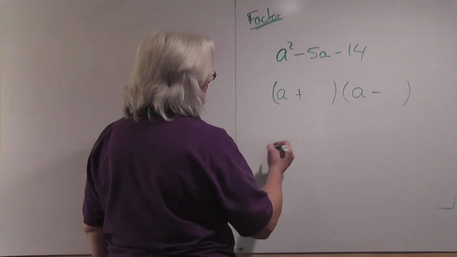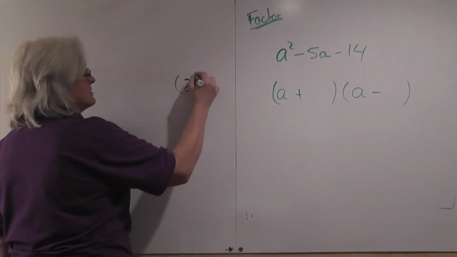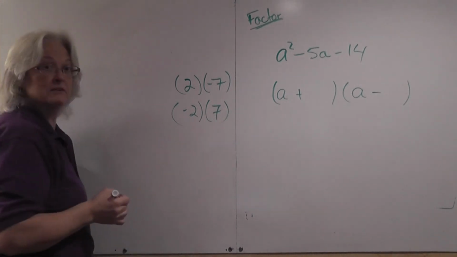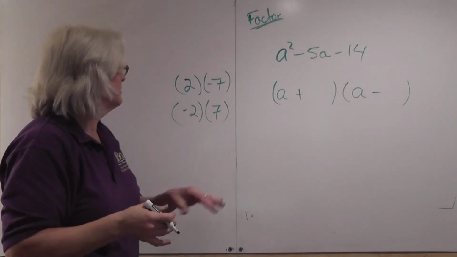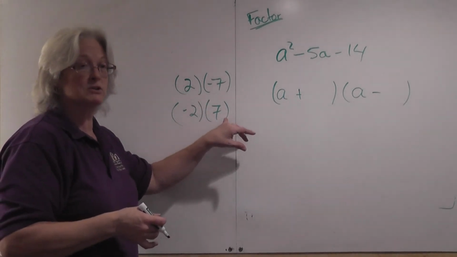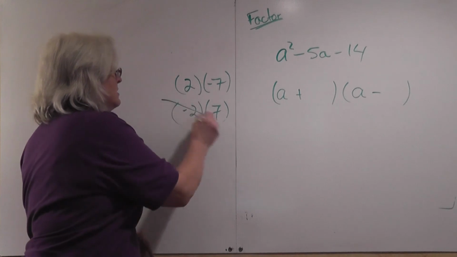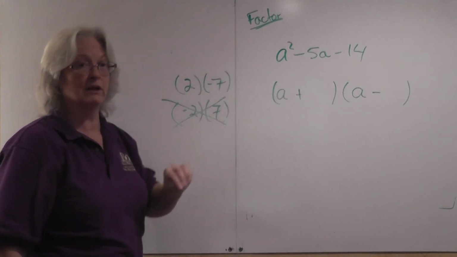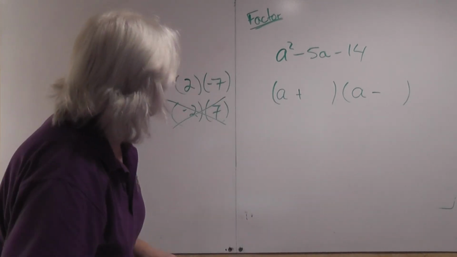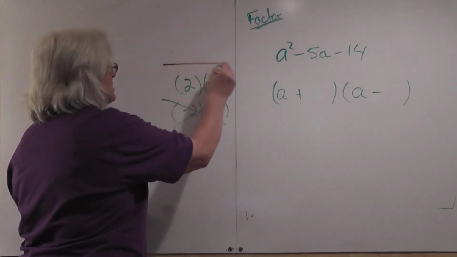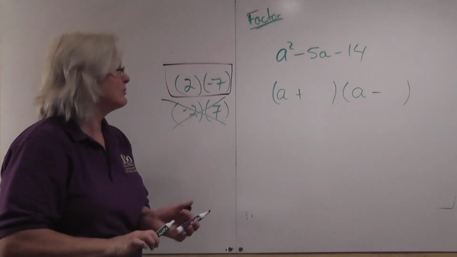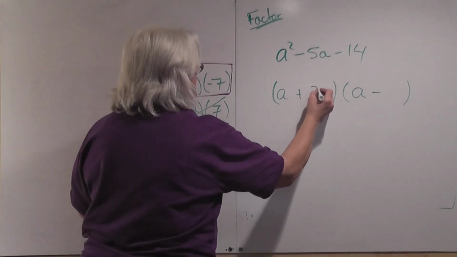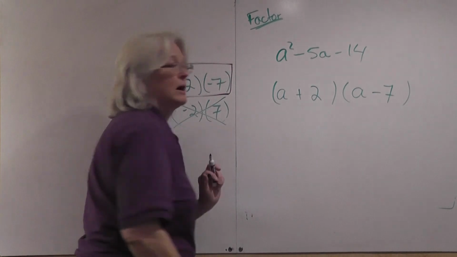Well, you have 1 times 14 and you have 2 times 7. What are our choices? 2 times a negative 7, negative 2 times a positive 7. What happens when we add those together? Negative 2 plus 7 is a positive 5. Not what we need. But if we add a 2 and a negative 7, we have negative 5. Therefore, this pair of factors is what we're looking for. And the factorization of a squared minus 5a minus 14 is a plus 2 times a minus 7.